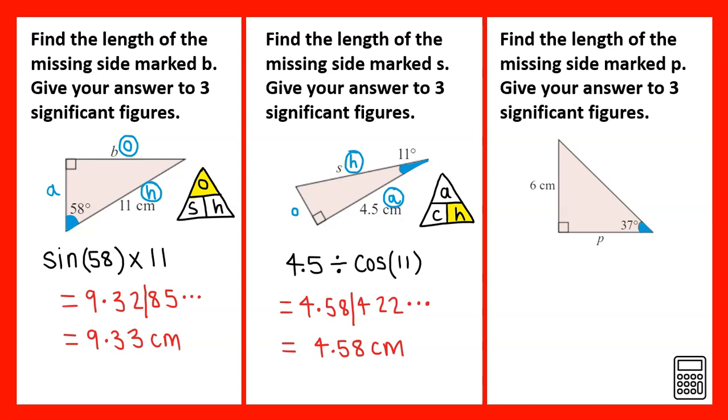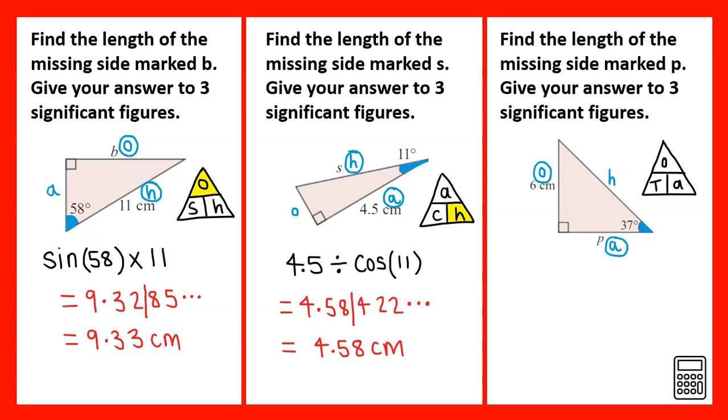Lastly, I'm finding the side marked P. This 6 centimeter side would be the opposite. The one opposite the right angle is the hypotenuse, meaning P should be labelled as my adjacent. The length that's known is my opposite, and the length that I'm trying to find out is the adjacent. The ratio which involves opposite and adjacent is the tangent, or tan for short.